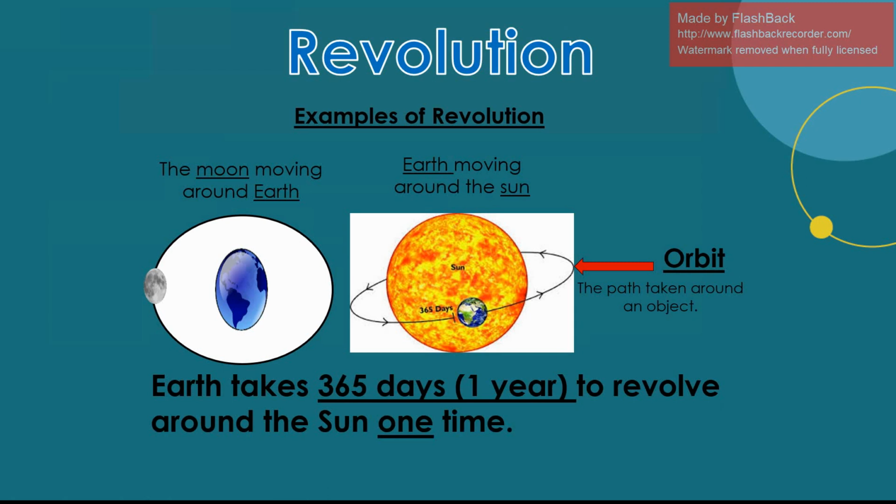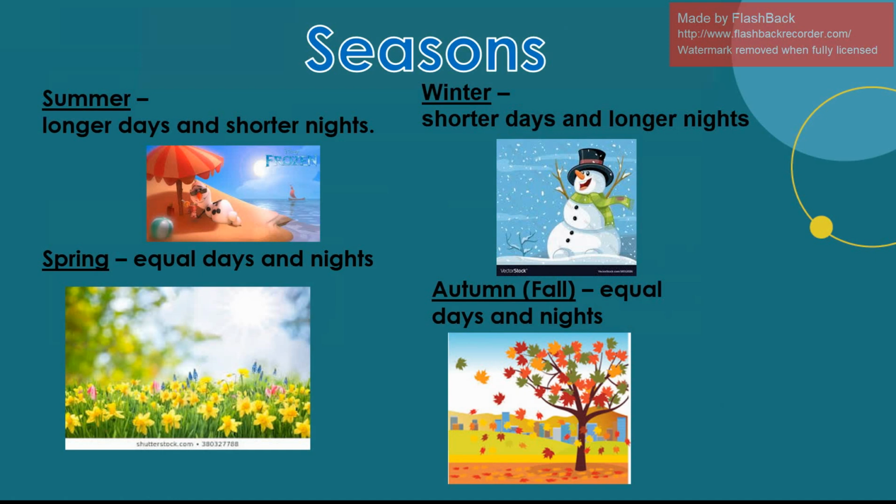Earth's revolution around the Sun takes 365 days or 1 year, while the moon has about a 28-day revolution cycle. Earth's revolution is also responsible for the seasons. Summer months have longer days and shorter nights, while winter has shorter days and longer nights. Spring and fall typically have equal days and nights.